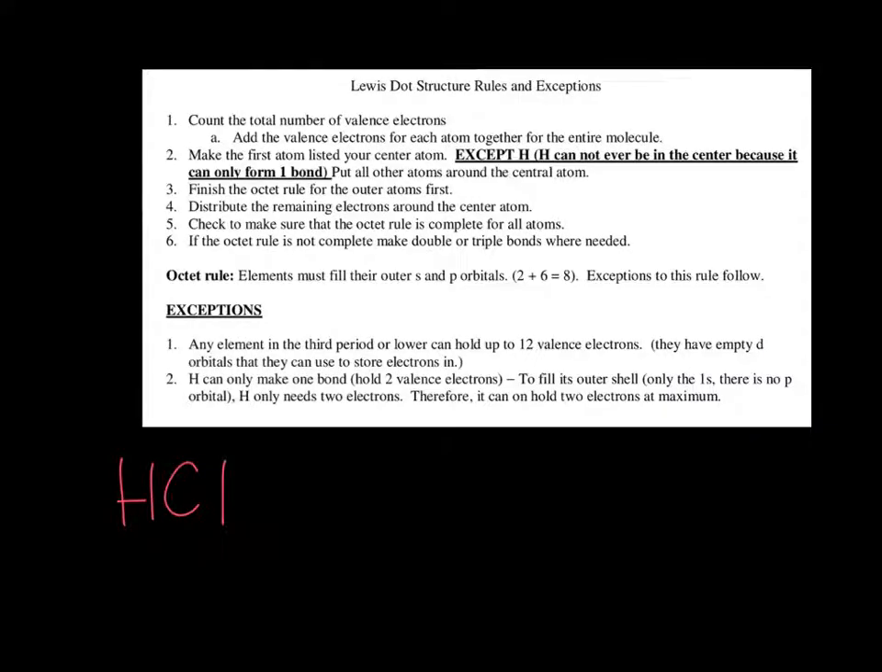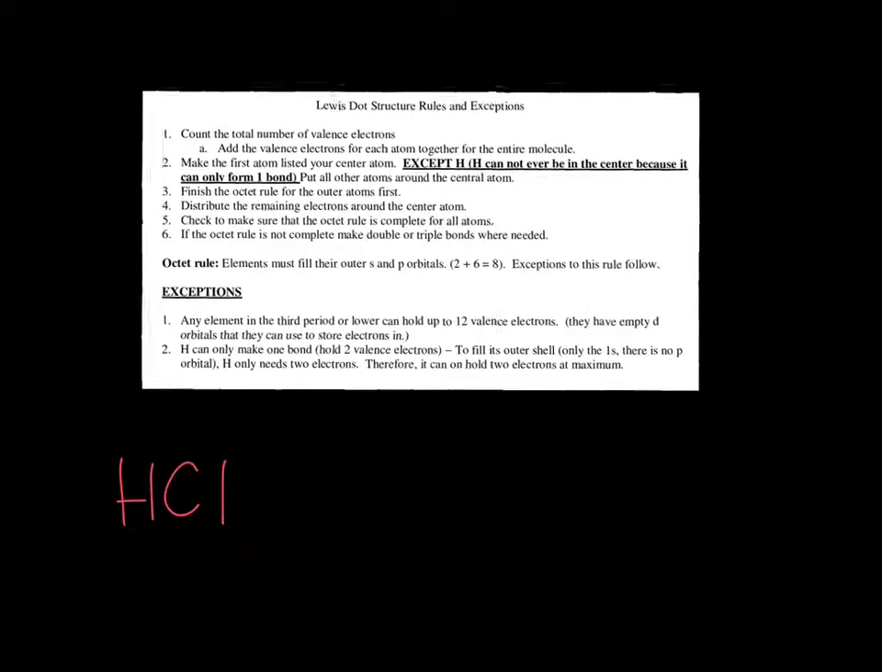All right, next we've got HCl. So shrink that down, move this over, and first we have to count the number of valence electrons. And so hydrogen has 1 valence electron, and chlorine has 7. And so that will be a total of 8 valence electrons. I'm going to put chlorine in the middle because hydrogen can't be there, even though it wouldn't matter in this molecule.